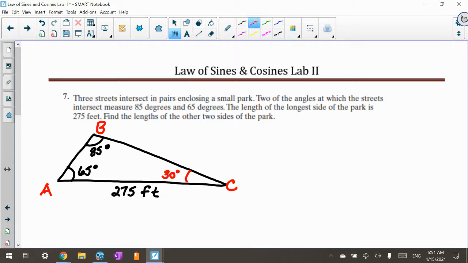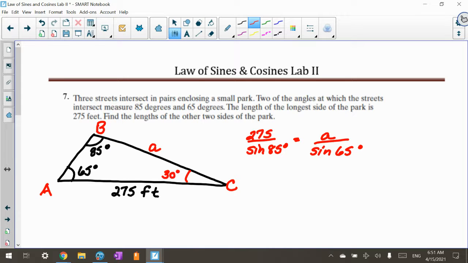So the first one I'm going to do is, because they gave us this, 275 is to the sine of 85 degrees. And let's pick one we want to do. Let's do the one across from this, so we're going to do little a. So as a is to the sine of 65 degrees. It doesn't matter which one you start with. That's just the one I picked.